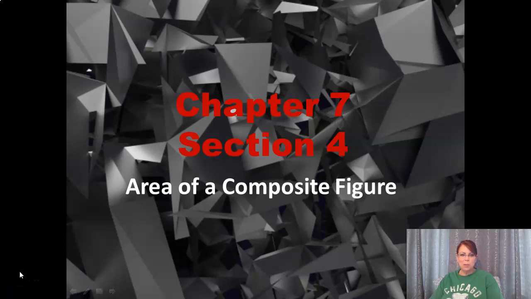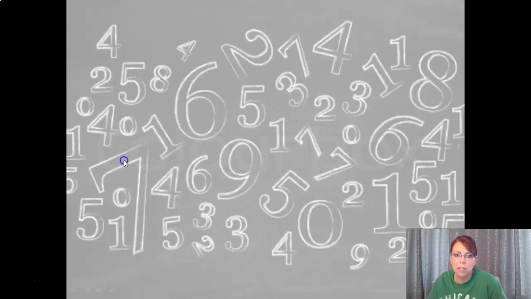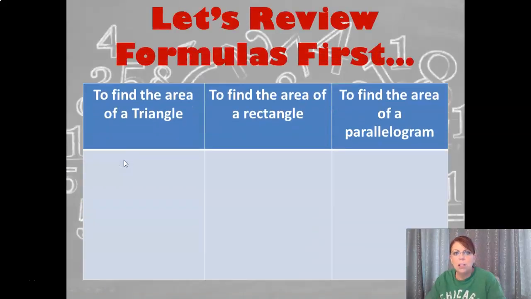Guys, today we're in chapter 7 section 4. We're going to be studying the area of composite figures, which is basically just a bunch of shapes that are all kind of mashed together to make a funky irregular shape. So let's get into this. Let's review first our formulas that we used on other shapes.